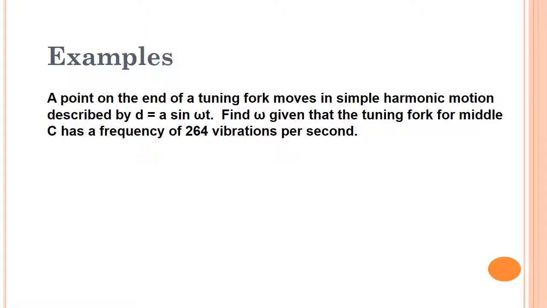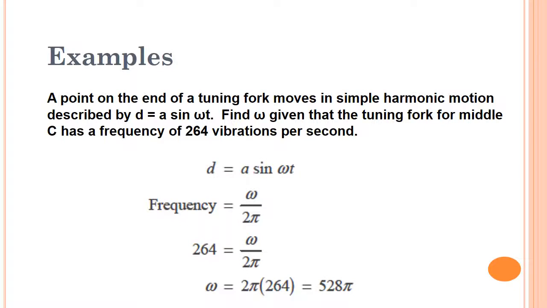A point on the end of a tuning fork is in simple harmonic motion described by d equals a sine omega t. Find omega given that the tuning fork for middle C has a frequency of 264 vibrations per second. Okay, pause the recording, give it a try, and resume to check your answer. If the frequency is 264 vibrations, and we know the frequency is omega over 2 pi, then we know that omega must be 2 pi times 264, or 528 pi.